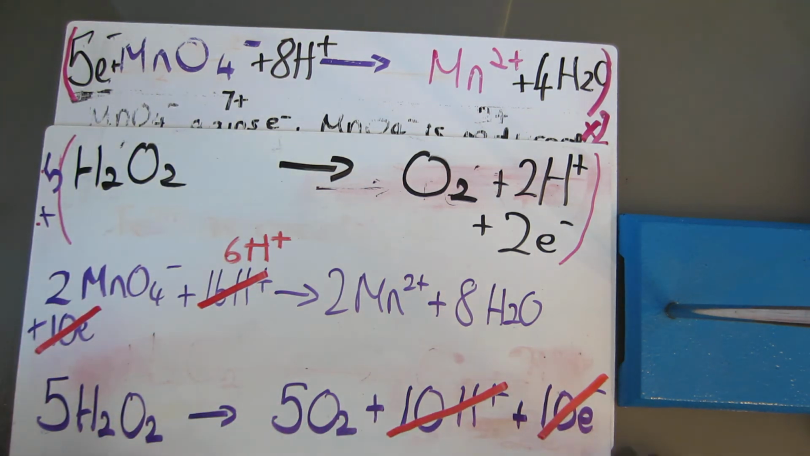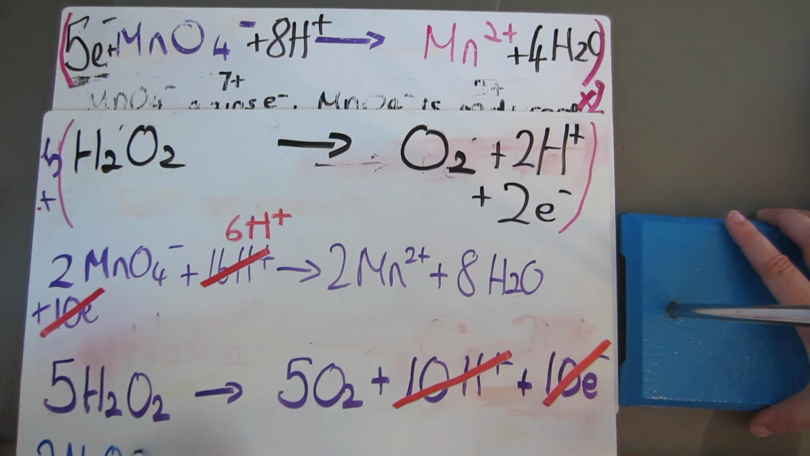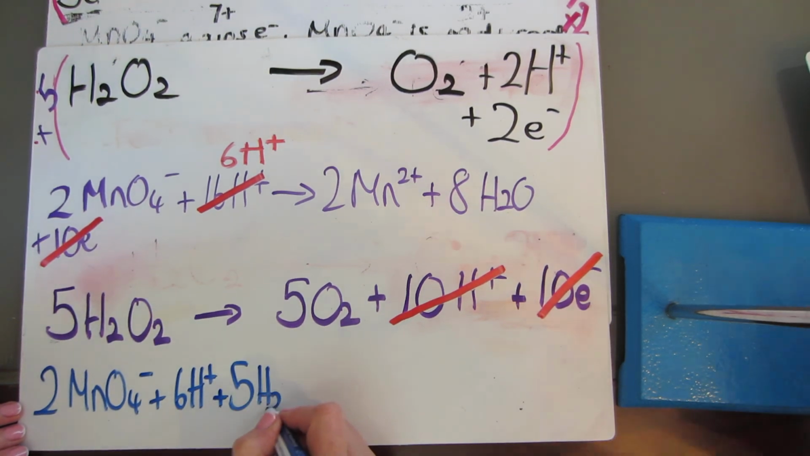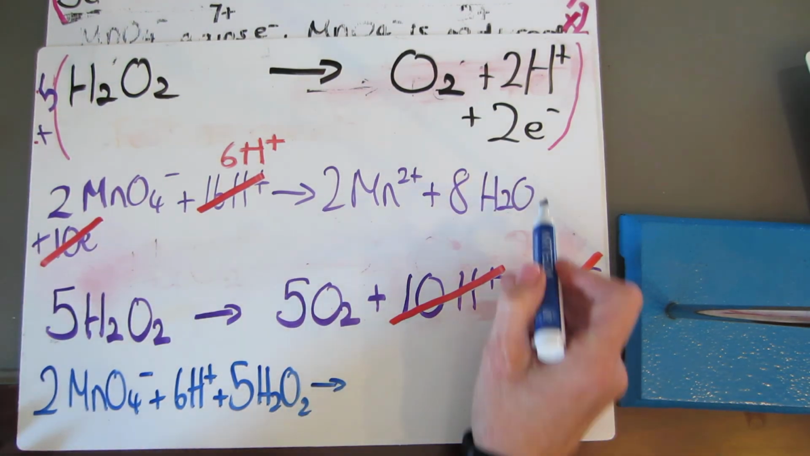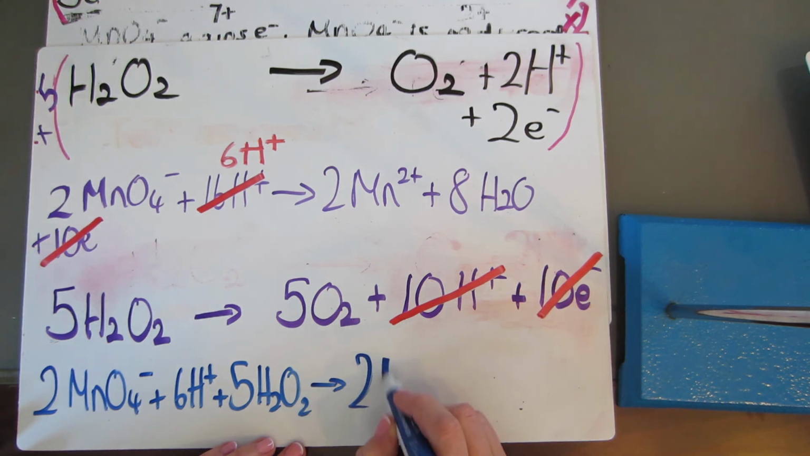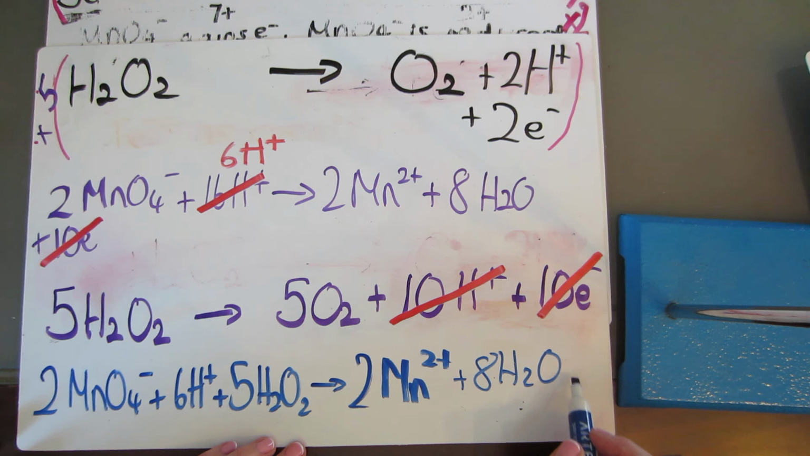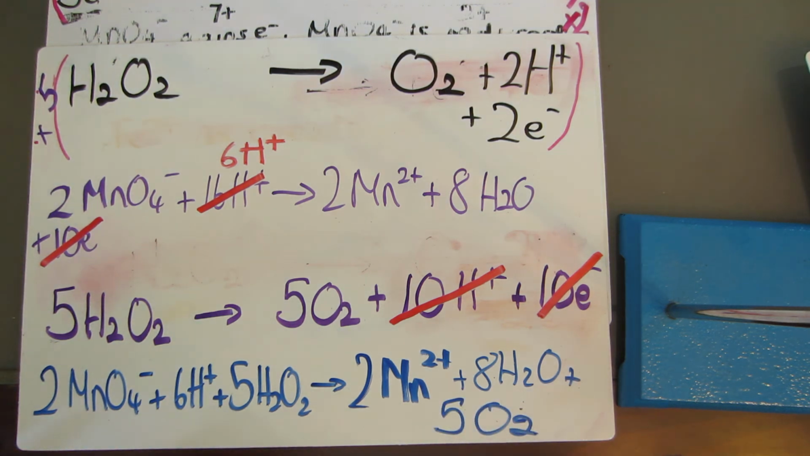Okay. So now I can put all the reactants together, all the products together. So what would we end up with? 2MnO4 minus, 6H plus, 5H2O2, all the products, 2Mn2 plus, 8H2O, 5 oxygens. At the moment it might look like a long way of doing this balancing, but if you didn't do it this way it would be incredibly difficult and you'd be there for hours trying to balance the redox equations.